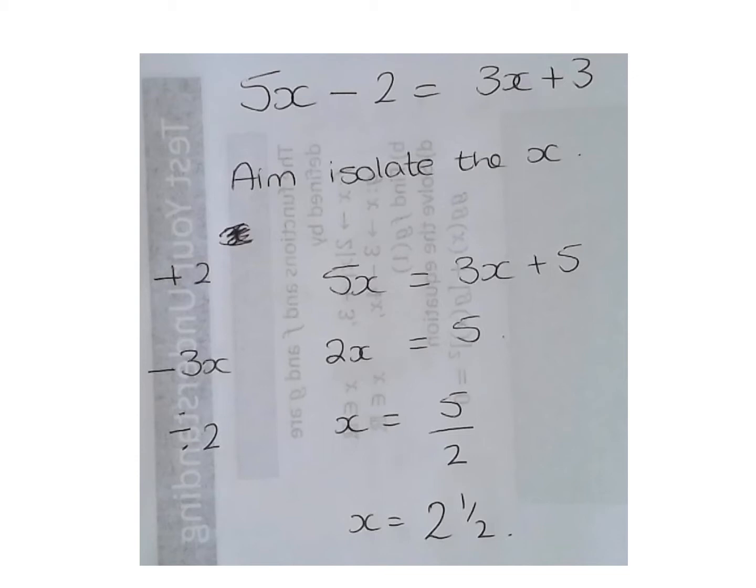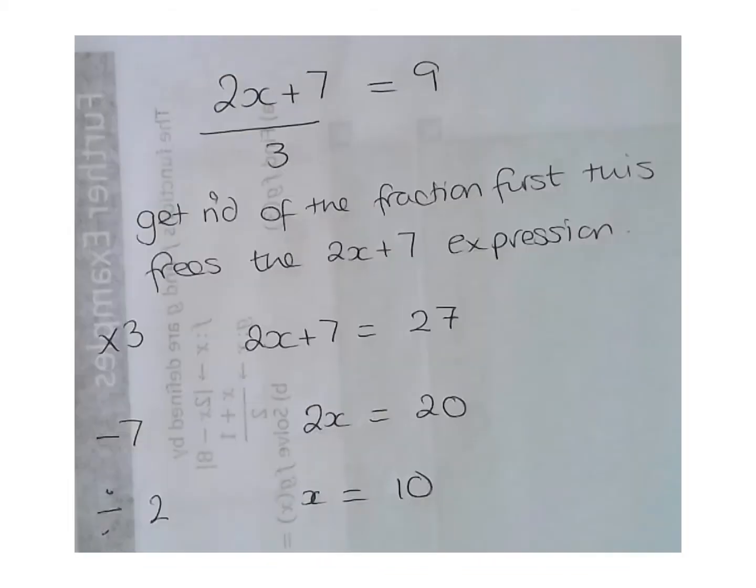If this was an A-level question, we'd stop at 5 divided by 2. But because we're doing GCSE, we have to do the extra line. A bit daft if you ask me, but there we are. So here's something a little bit harder.